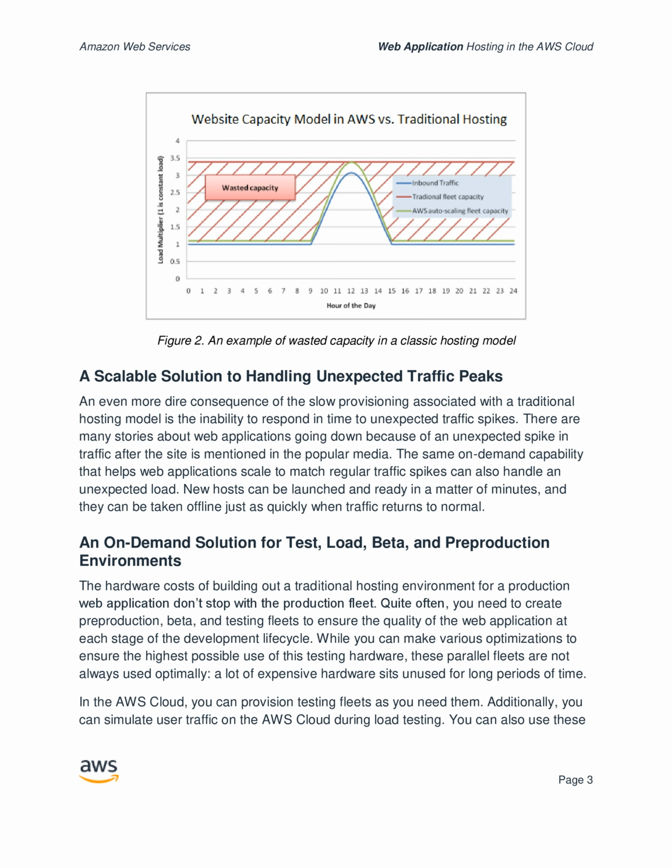A scalable solution to handling unexpected traffic peaks. An even more dire consequence of the slow provisioning associated with a traditional hosting model is the inability to respond in time to unexpected traffic spikes. There are many stories about web applications going down because of an unexpected spike in traffic after the site is mentioned in the popular media. The same on-demand capability that helps web applications scale to match regular traffic spikes can also handle an unexpected load. New hosts can be launched and ready in a matter of minutes, and they can be taken offline just as quickly when traffic returns to normal.